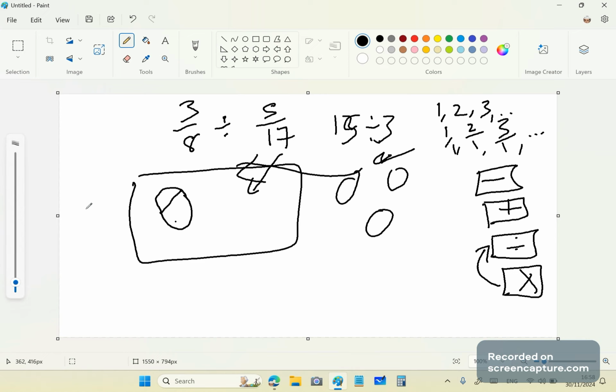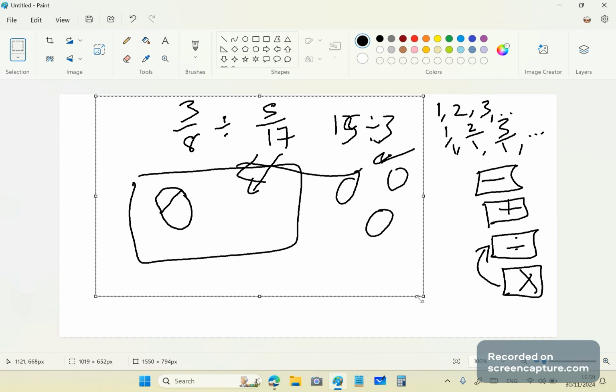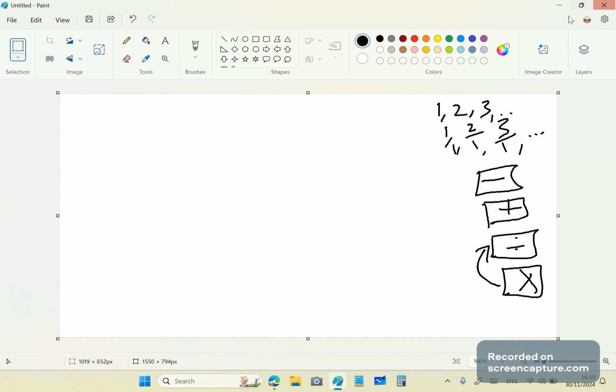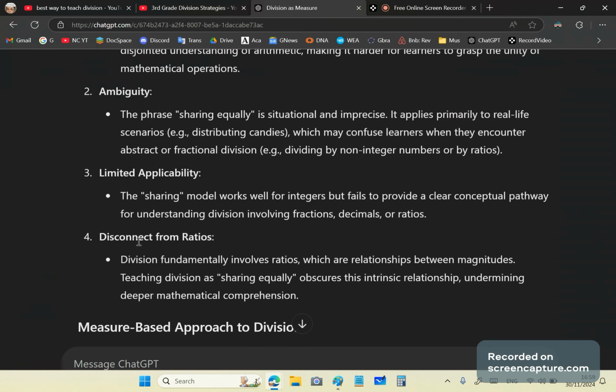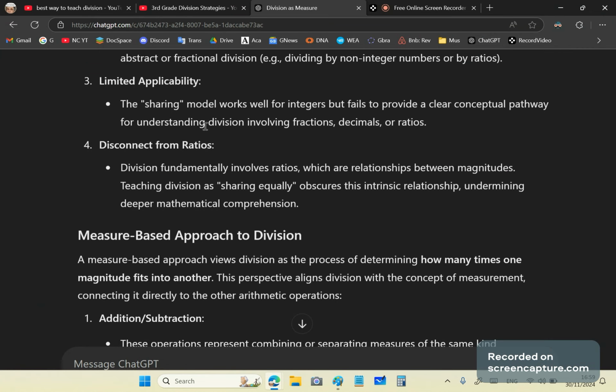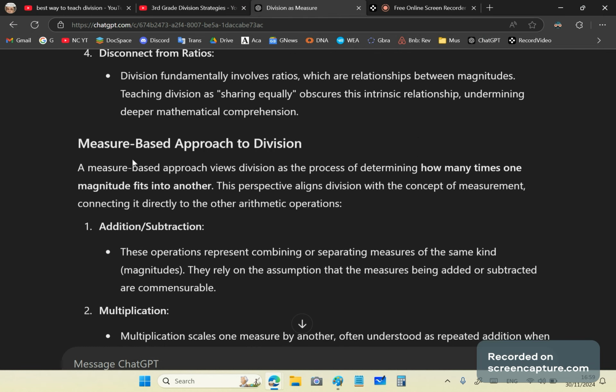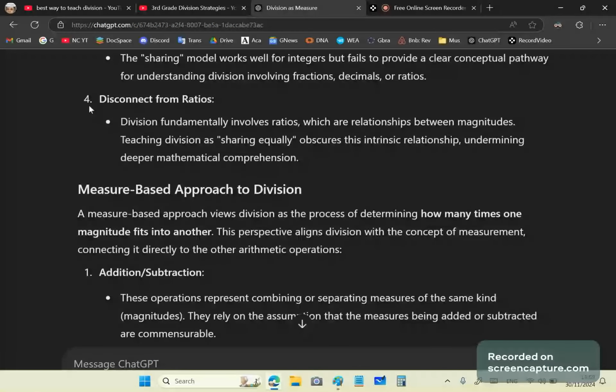So it's really a crap method, okay? Shouldn't be taught because you want consistency across all numbers. So it also happens to have limited applicability because, as ChatGPT just said, it works well for integers, but fails to provide a clear conceptual pathway involving fractions, decimals, or ratios. And of course, the biggest problem, which is mentioned last year, is the disconnect from ratios.